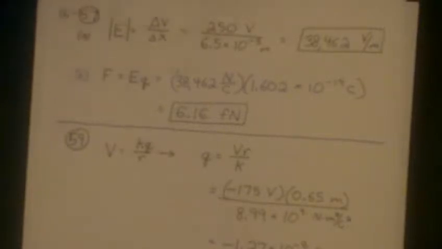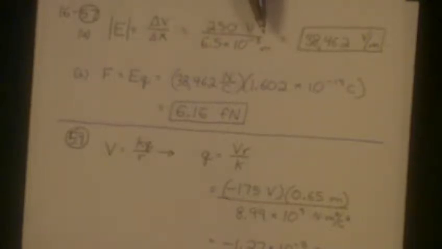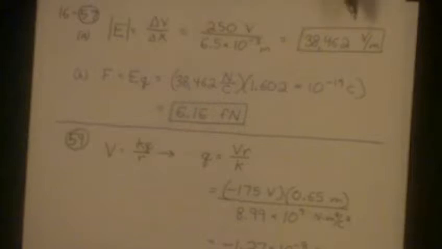In part B, the force equals the electric field times the charge. Notice how I've changed the units. Since part A was in volts per meter, I gave that answer in volts per meter. Dimensionally it's all the same, so it doesn't matter, but I've changed the units here, calling it newtons per coulomb, so that when we multiply by the charge in coulombs, we're left with newtons. It's 6.16 times 10 to the negative 15 newtons, and that would be femtonewtons.